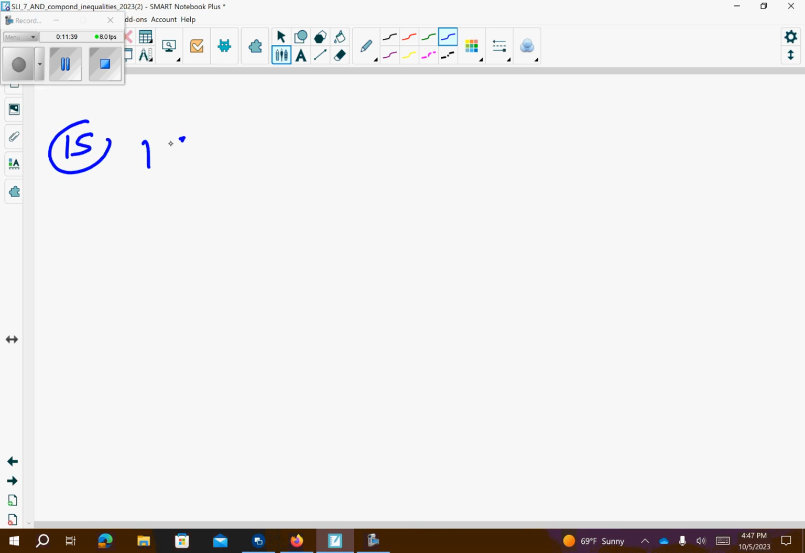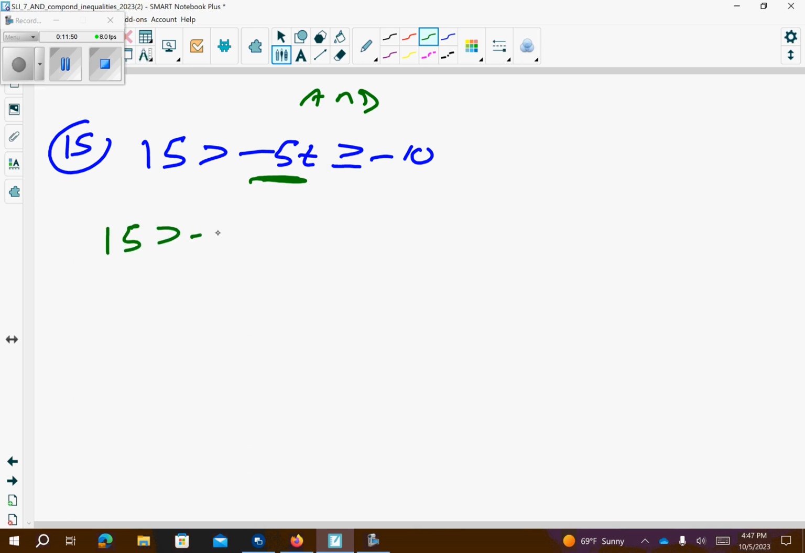15 is greater than -5t. It's greater than or equal to -10. This is an and problem because it's put together. So break it in. This goes to both parts. Make 2 problems out of it.